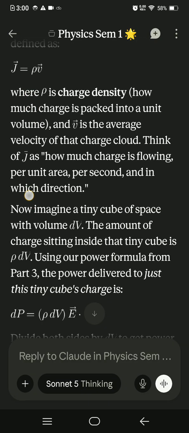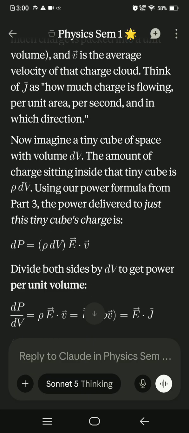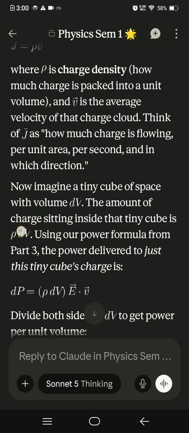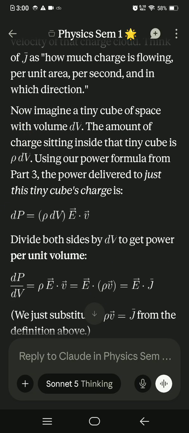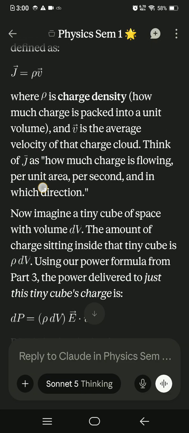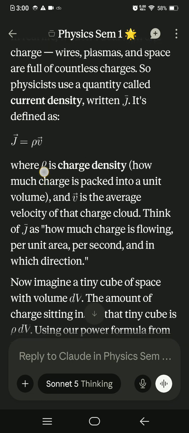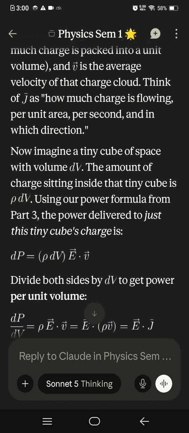So okay, now imagine a tiny cube of space with volume dV. The amount of charge sitting inside that tiny cube is rho dV. Rho is charge density, so charge density times that volume gives you the charge sitting inside that tiny cube. Using our power formula from part 3, the power delivered to just this tiny cube's charge is this.